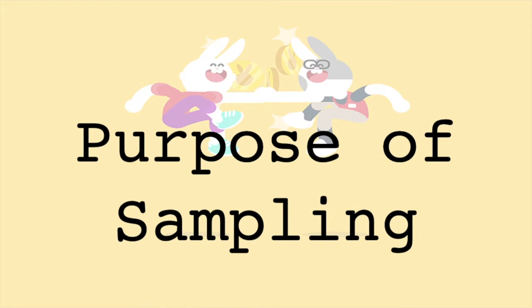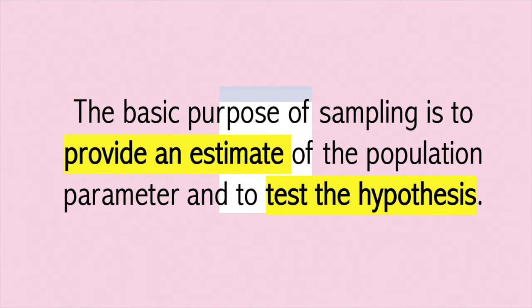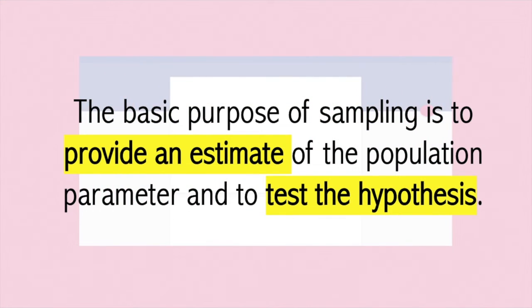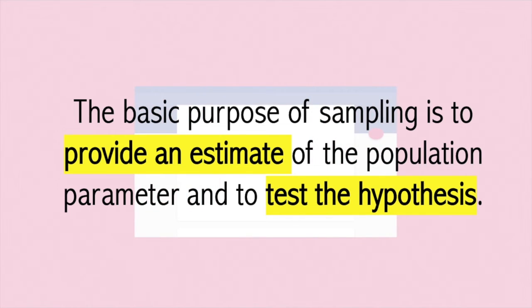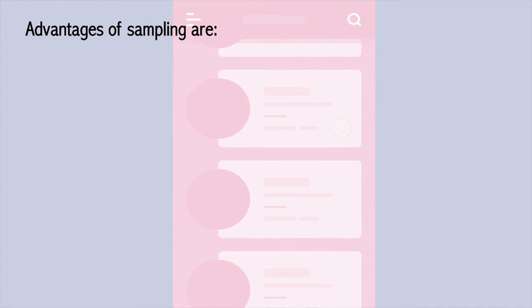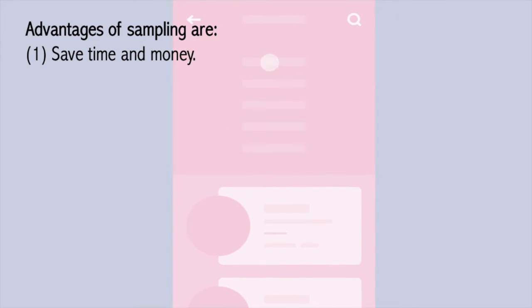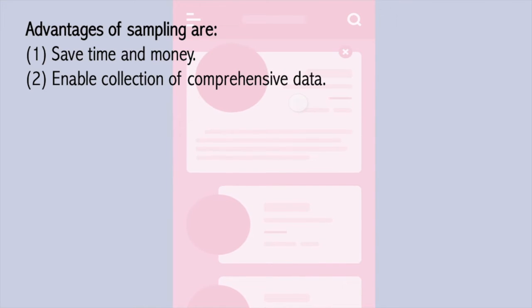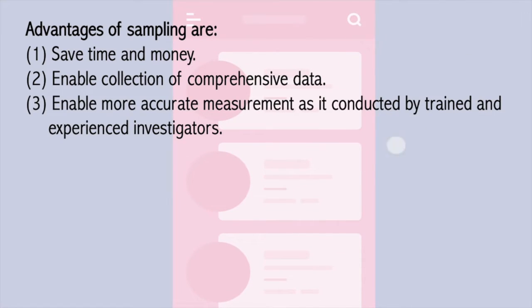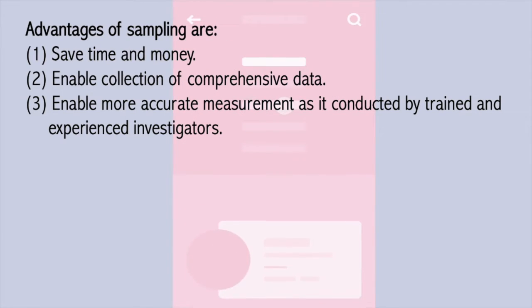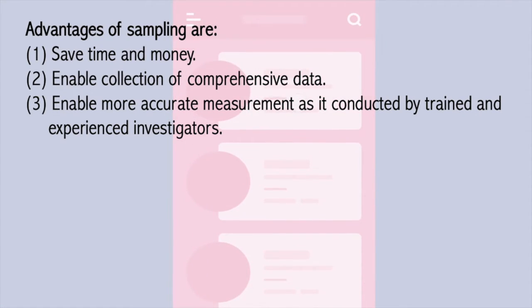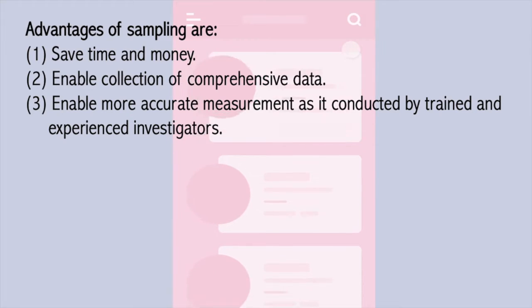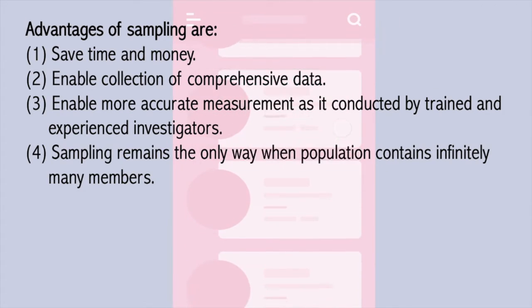Let's now proceed to the purpose of sampling. The basic purpose of sampling is to provide an estimate of the population parameter and to test the hypothesis. Advantages of sampling are: first, it can save time and money. Second, it enables collection of comprehensive data. Third, it enables more accurate measurement as it is conducted by trained and experienced investigators.